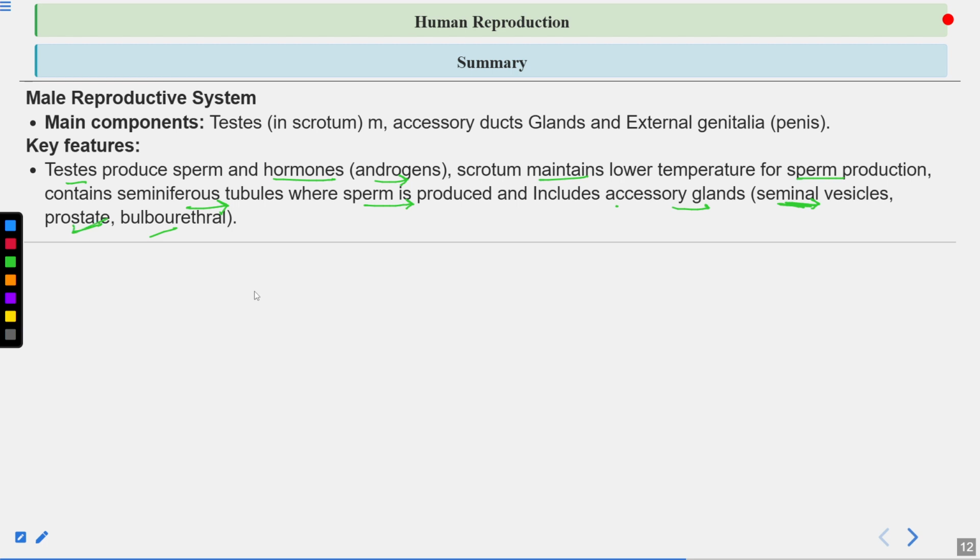Then the prostate gland secretes the milky alkaline fluid. Okay, then the bulbourethral gland. This bulbourethral gland lubricates the urethra. It also neutralizes the acidic environment of the urethra due to urination.